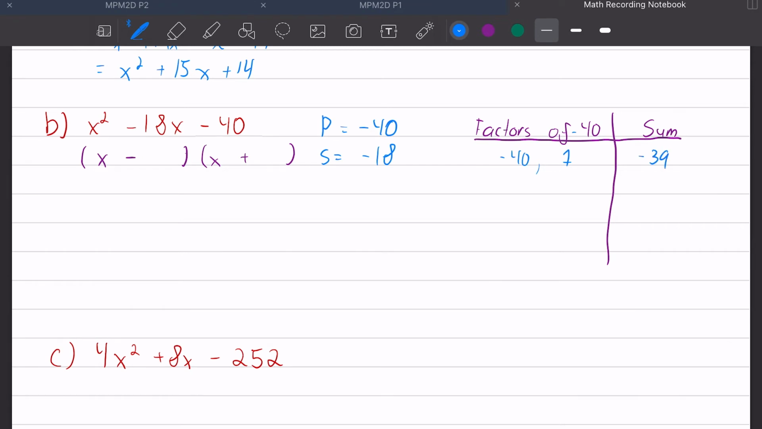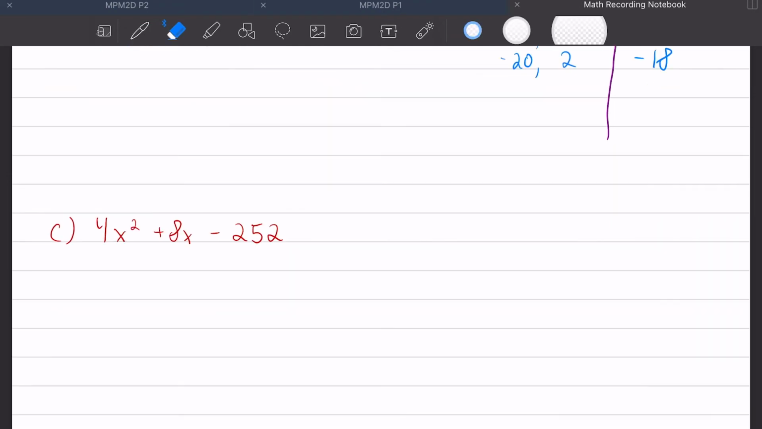So let's try the next one. Let's try negative 20 and 2. Okay, that does multiply to negative 40. What does that add to? Negative 20 plus 2 gives us negative 18. Oh, there's our number. So we're going to put that negative 20 over here and that 2 adding. So this is how we can start finding out our product and sum method.